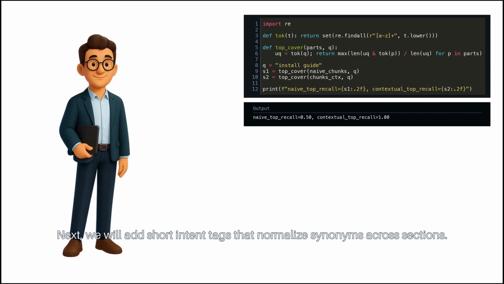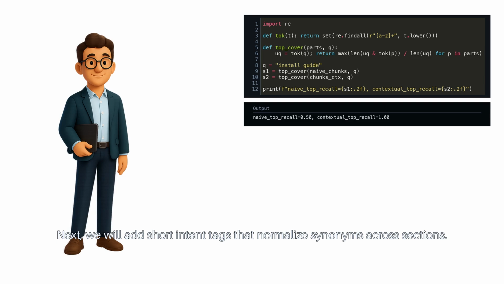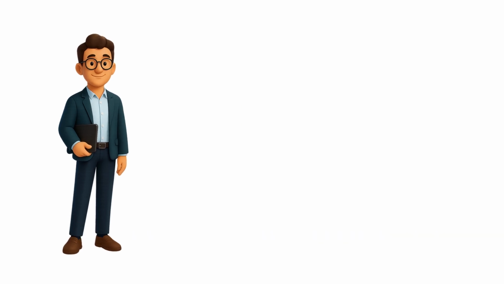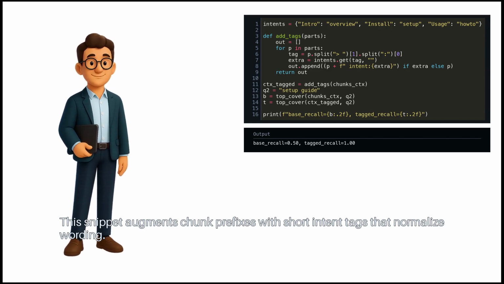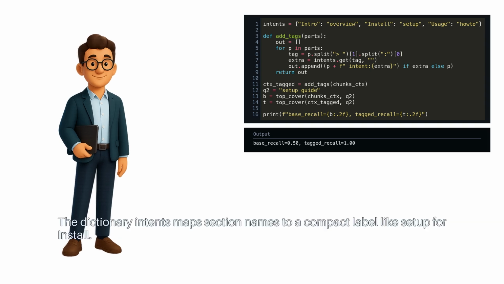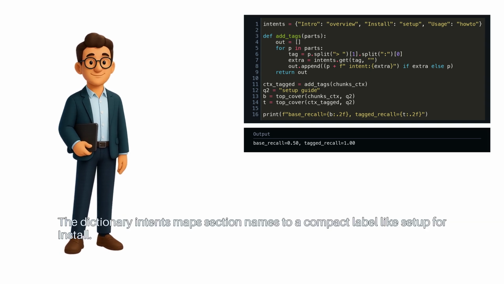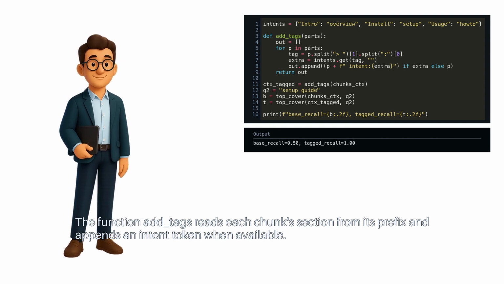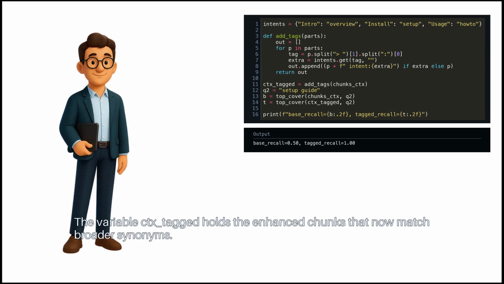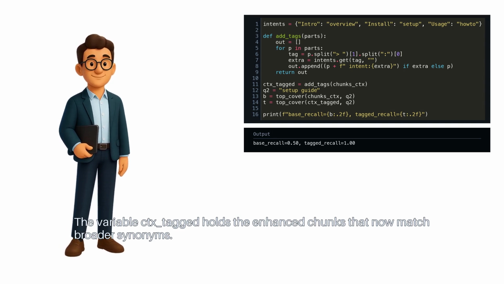Next, we will add short intent tags that normalize synonyms across sections. This snippet augments chunk prefixes with short intent tags that normalize wording. The dictionary intents maps section names to a compact label like setup for install. The function add tags reads each chunk section from its prefix and appends an intent token when available. The variable ctx tagged holds the enhanced chunks that now match broader synonyms.